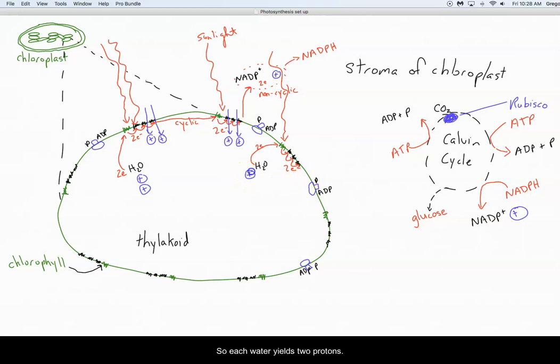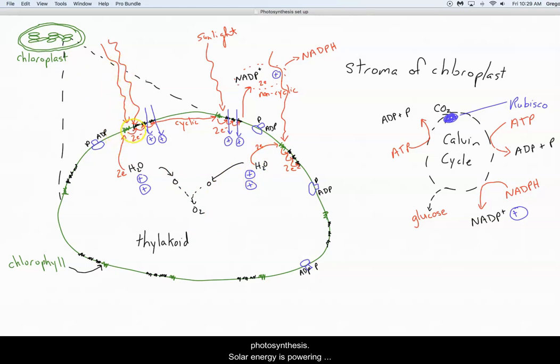So each water yields 2 protons. And then in addition to that, you get oxygen. So then you get oxygen and oxygen. And if you get 2 oxygens together, that is O2 gas. So that's oxygen gas. So that's where the oxygen comes from in photosynthesis.